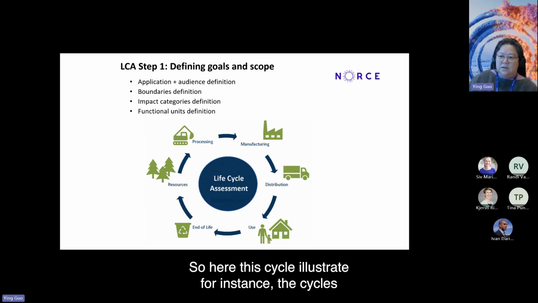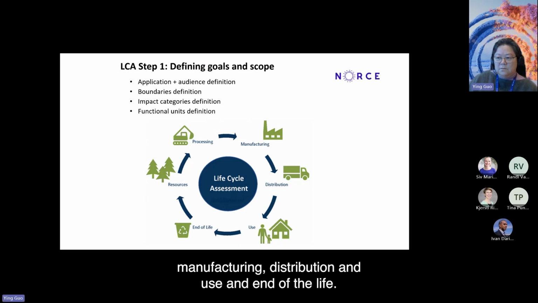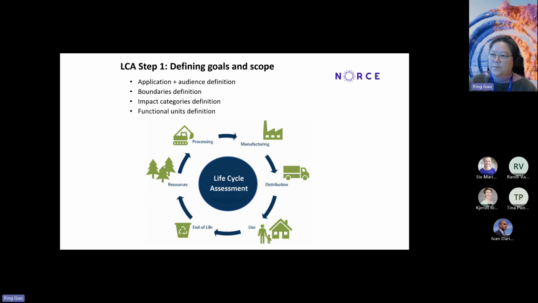So here this cycle illustrates, for instance, the cycles normally start from resources and the processing of resources, manufacturing, distribution, and use, and end of the life. So it can go back also if we do the recirculating path.